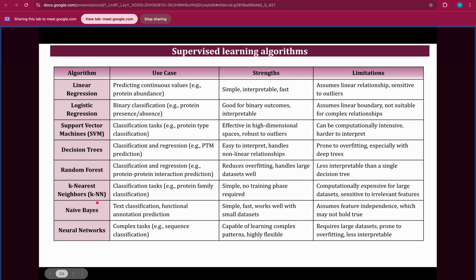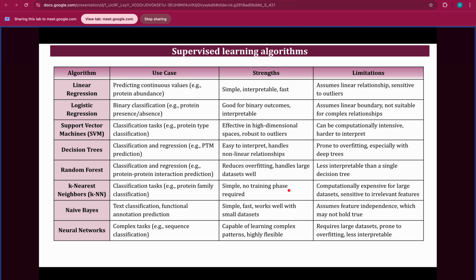Then comes k nearest neighbors. In k nearest neighbors also I will classify my new input on the basis of its distance to all the available classes which are present. So if the minimum distance is to one of the classes, I will put it into that particular class depending on the distance, meaning what are its close by neighbors.